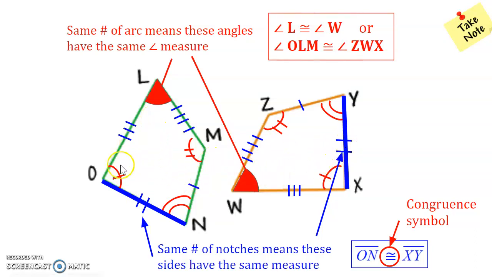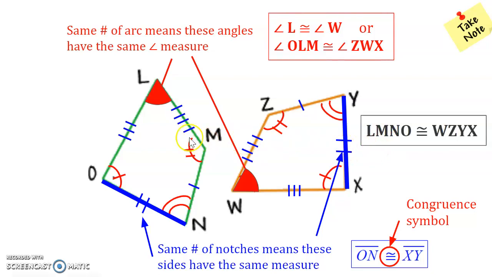Okay, so we've just identified that all four sides are equal in length and all four angles are equal in angle measure as well. So that means it fits the definition. So we can say that figure or polygon L, M, O is congruent to W, Z, Y, X. And that's our congruence statement there.